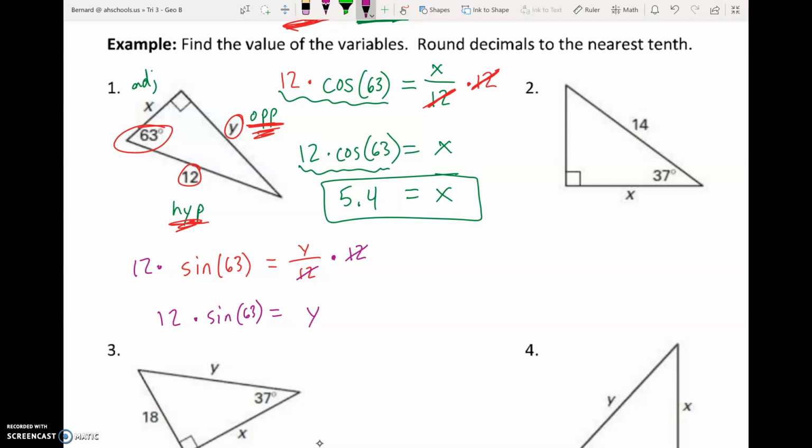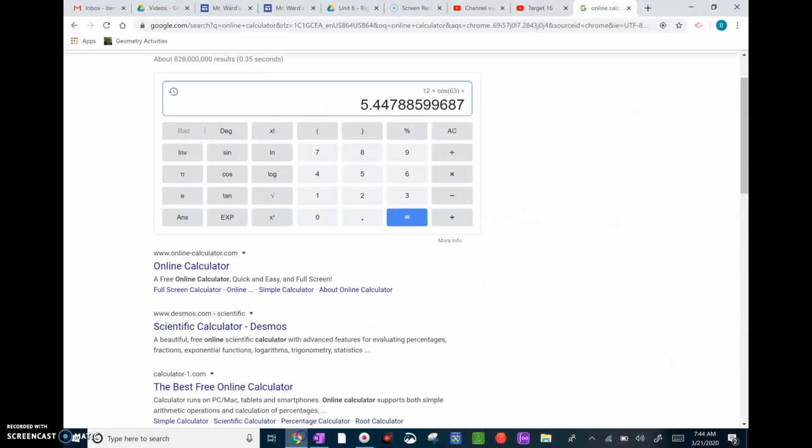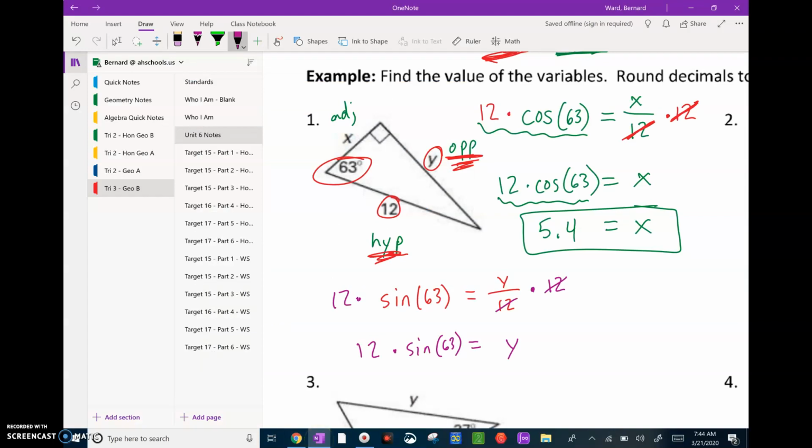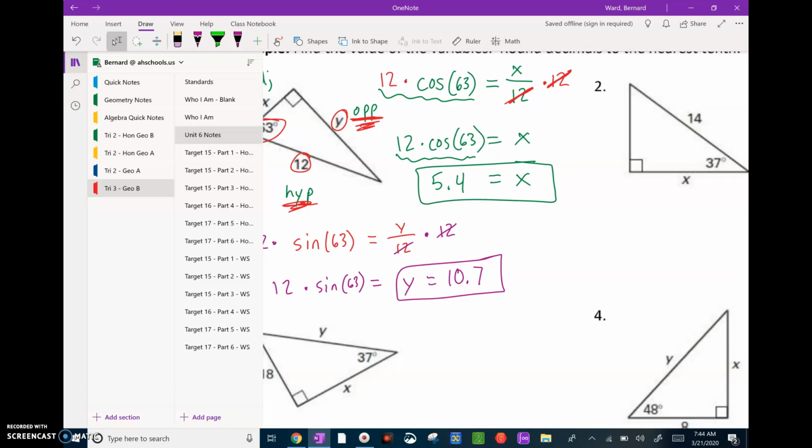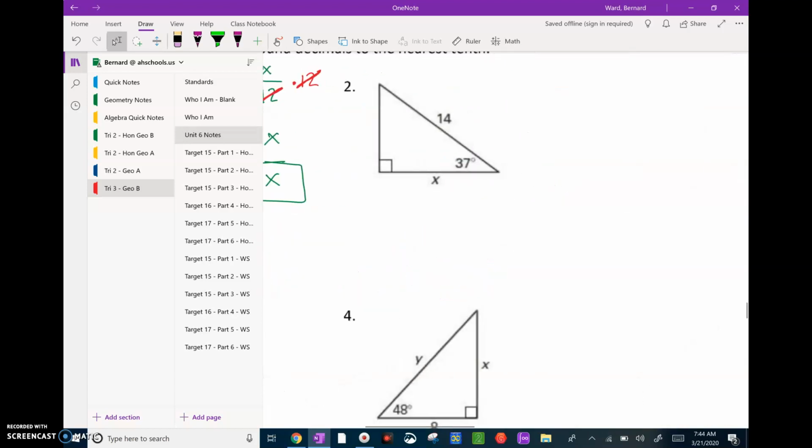Let's type 12 times the sine of 63 into our calculator now. I'll clear that, and 12 times the sine of 63. And when we hit enter, it tells us 10.7, we'll say. Round up, y is 10.7. And there's our answer for y. And so we're going to repeat that process for every one of these problems. And so let's do it.